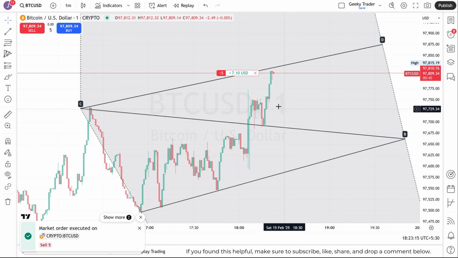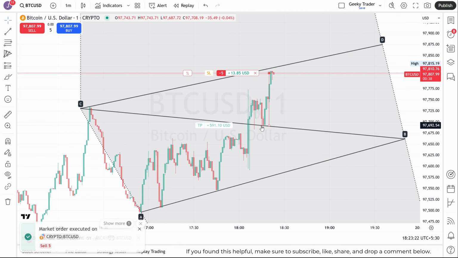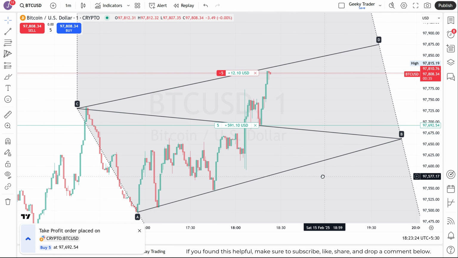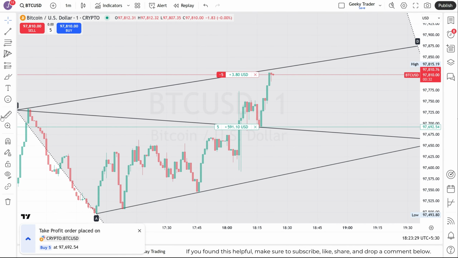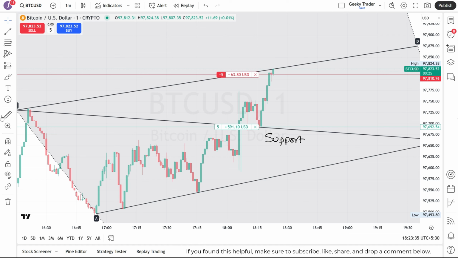Now that I've already made my entry, the next crucial step is to set the perfect target for this trade, because having a well-defined exit point helps us secure profits before the market reverses unexpectedly. For this trade, my ideal target is this middle line. Based on price action, I anticipate that the price will move down, touch this level, and potentially reverse from there. This level acts as an important support zone, making it a logical and safe place to take profits.